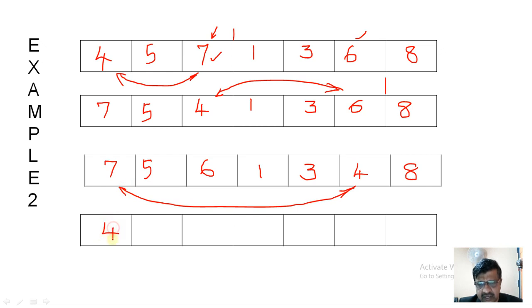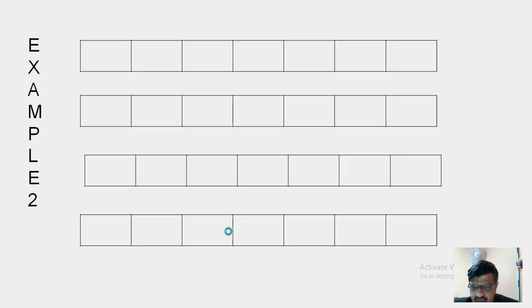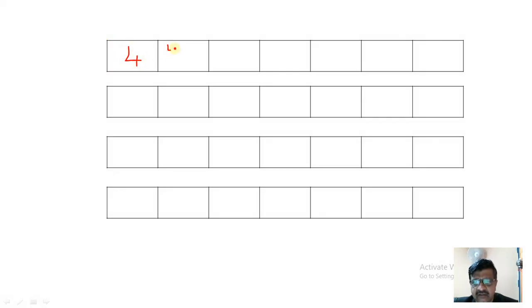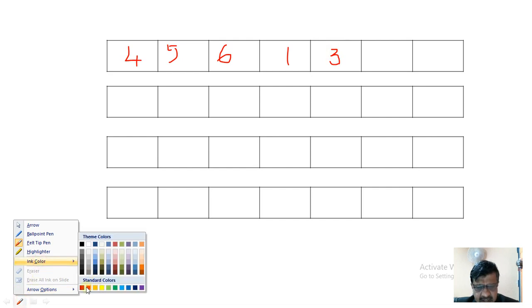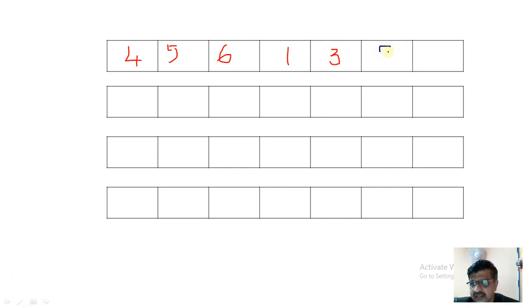So 4 will come over here. 5 is there. 6, 1, 3, 7. So 7 and 8 will remain in this sorted array. Okay? So heapification is to be tested only for 4, 5, 6, 1, 3. There will be 5 elements. Of course, 7 and 8 are already there in this sorted array. They remain untouched.